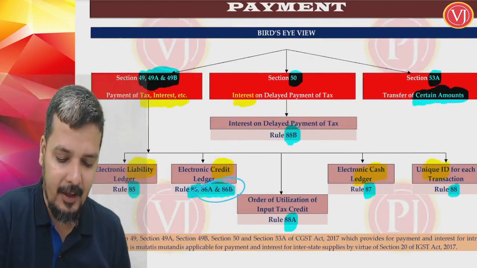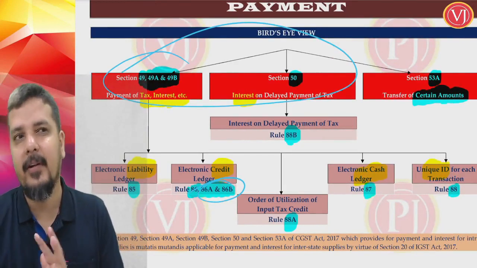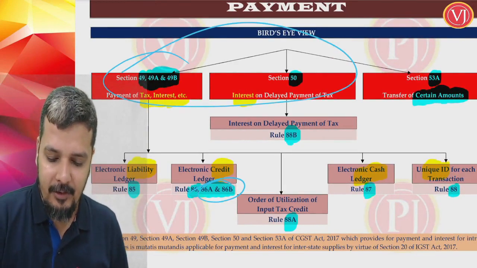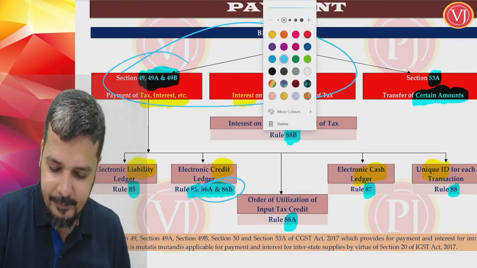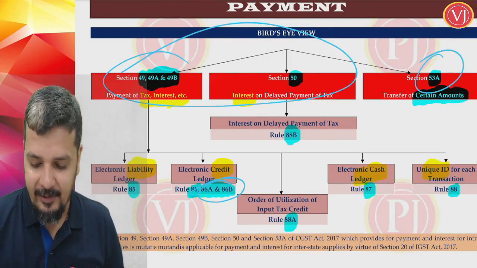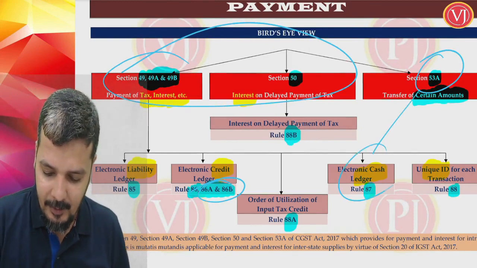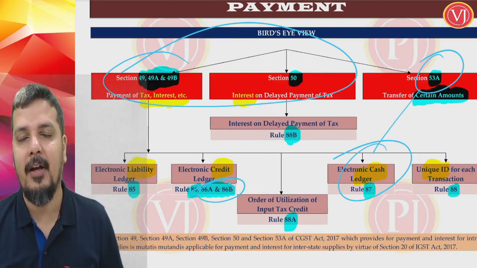Basically the provisions are 49, 49A, 49B and 50. 53A is a kind of related provision when there is a transaction or transfer between two cash ledgers, one belonging to central government, one belonging to state government. So that will be discussed when we are talking about your cash ledger.